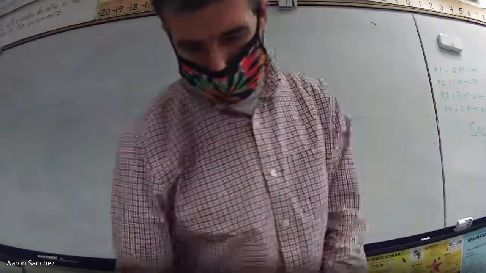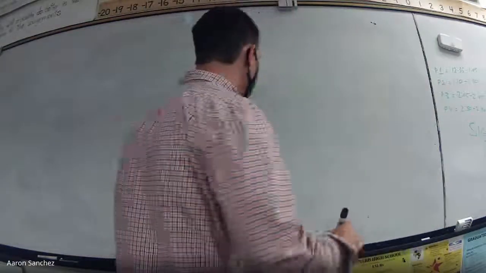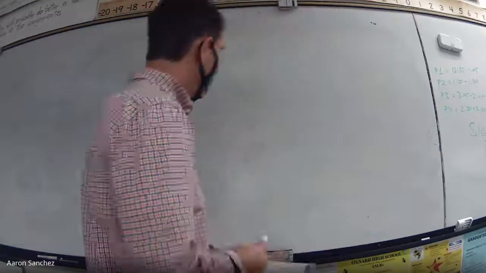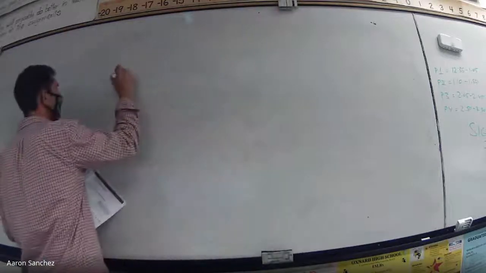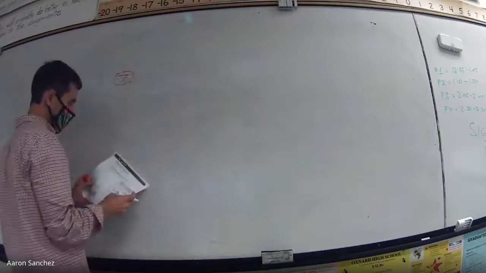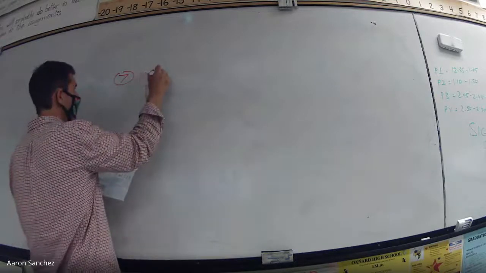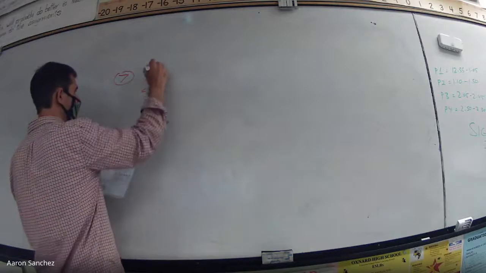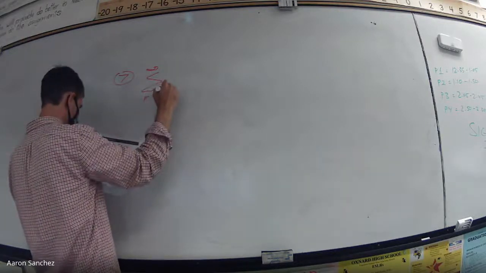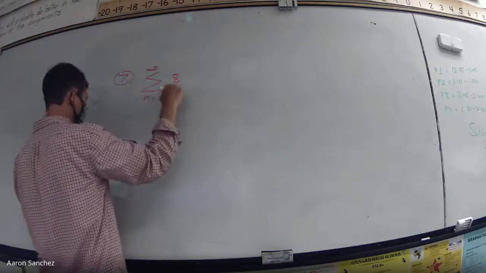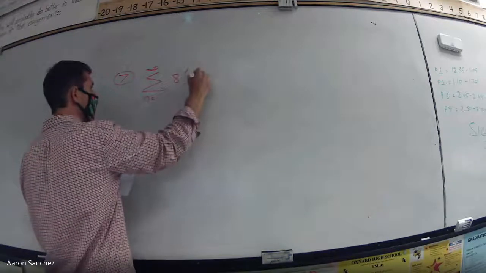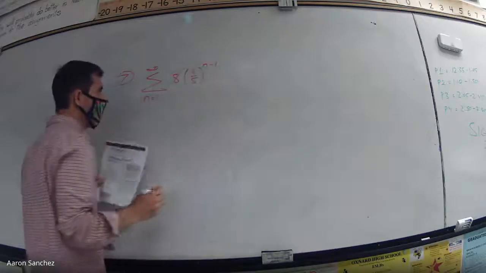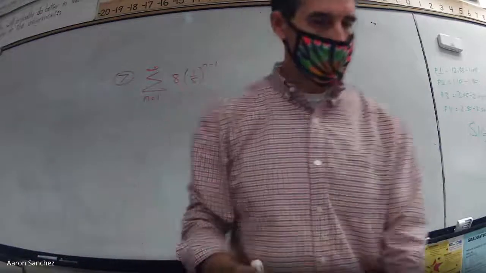Okay, so let's look at number 7. Now, what is 7 asking of us? 7 is asking, find the sum of the series, first term, all the way to infinity. My first term is 8. My common ratio is 1/5, and then n minus 1 means it's geometric, raised to the n minus 1 power.